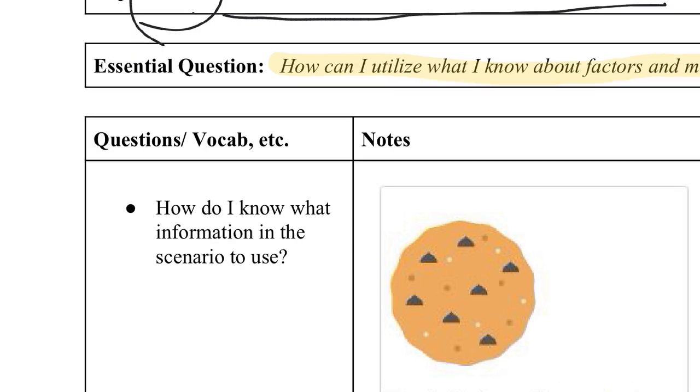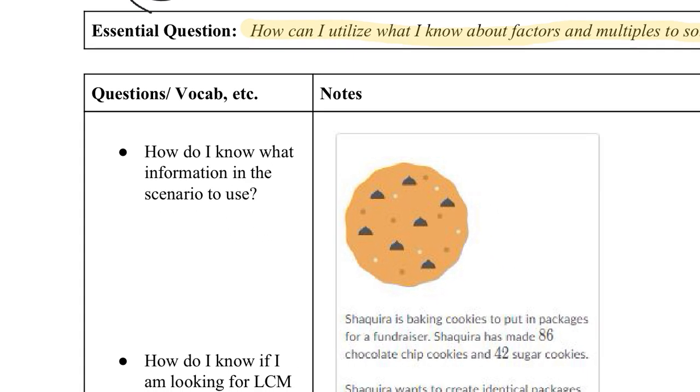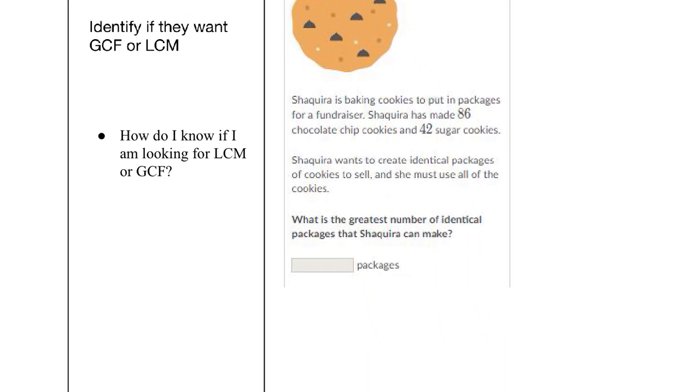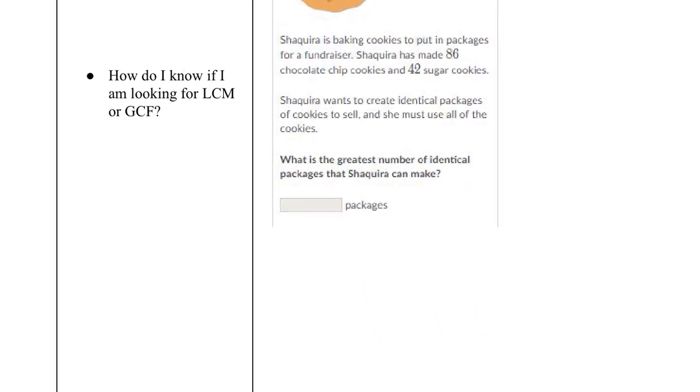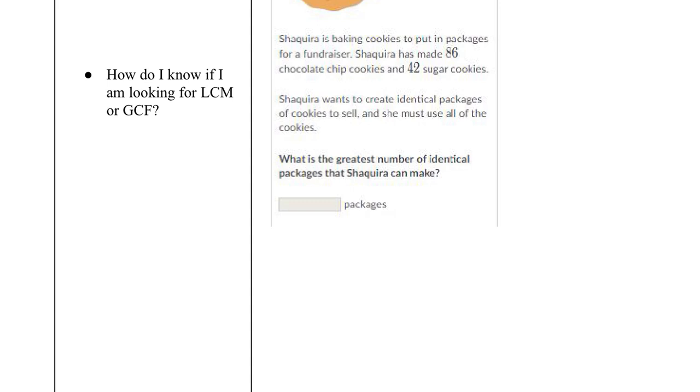All of the word problems in this unit will either be GCF or LCM. So you're either going to be working on finding the common factor or listing out multiples and finding a common multiple. Our next question is asking, how do I know if I'm looking for LCM or GCF? So we're going to create a T-table, and I'm going to give you a list of keywords to help you easily identify which strategy you're going to be using.